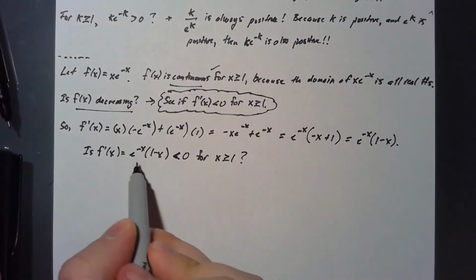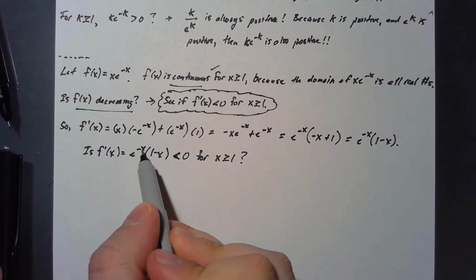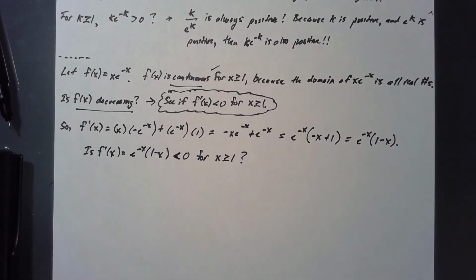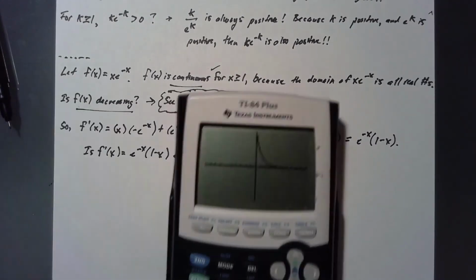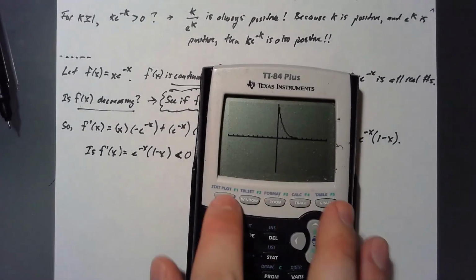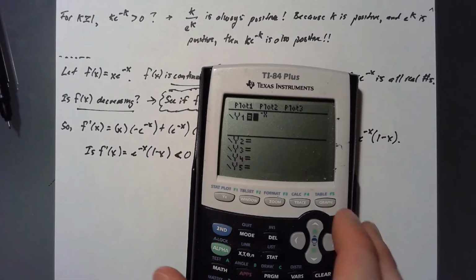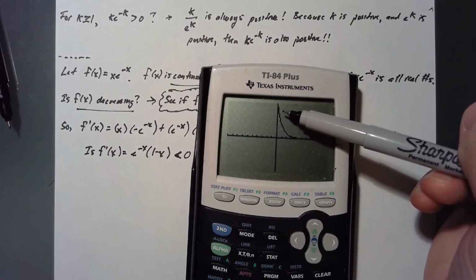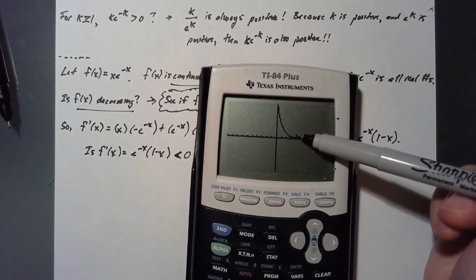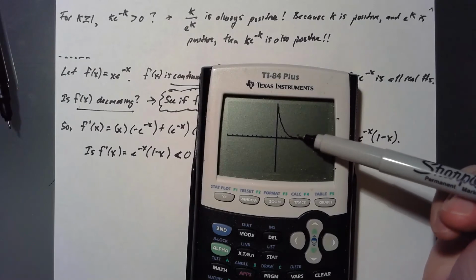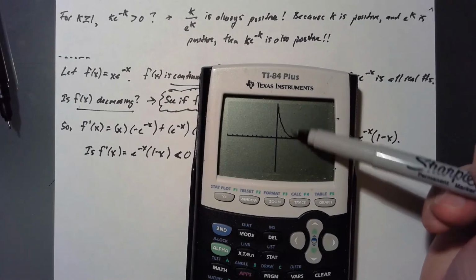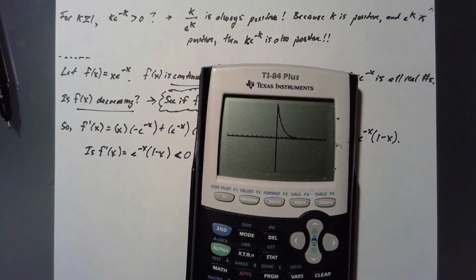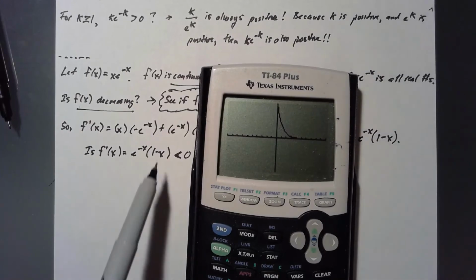Well, I look at this derivative. So let's think about e to the negative x. I already graphed e to the negative x, right? Here it is. So if you go back to the graph, e to the negative x, that's positive, right? That's always positive. You can see by the graph, it's above the x-axis for all the values. Okay. Well, what about 1 minus x?